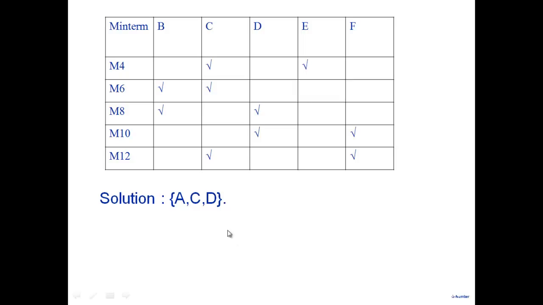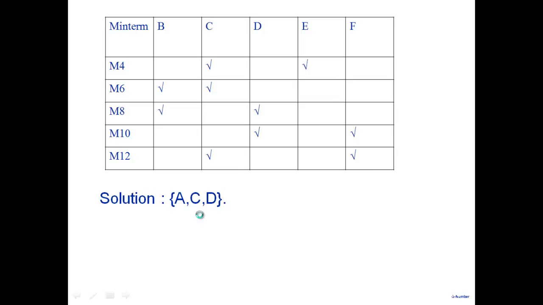A I included, and I'm saying C and D. Does it make sense? C and D is a possible solution, right? But how did I arrive at C and D? C dominates E, so I can eliminate E. E is no longer there. So it makes sense.